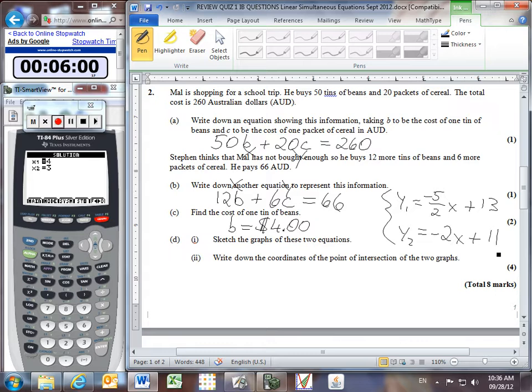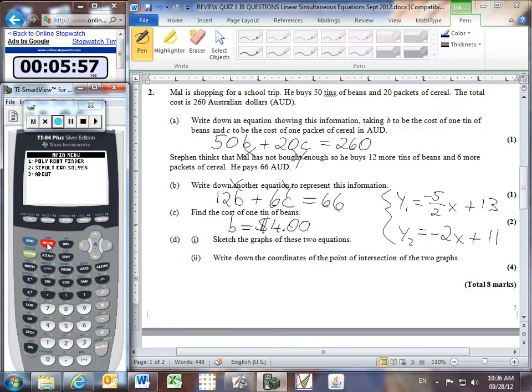And so if we put both of those in, alright, if we put these in as y1 and y2, let's see what we get on the graph. So negative 5 over 2x plus 13, and, oops, wait a second, I missed my 3. Alright, plus 13, and the second one, negative 2x plus 11.